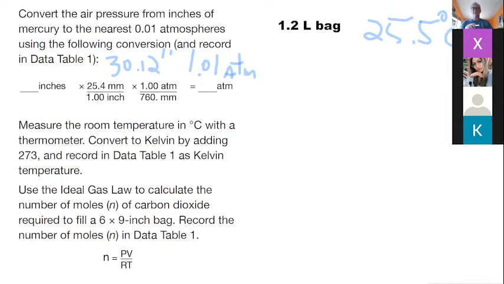So 25.5. What's the temperature going to be in Kelvin? Plus 273.15. Oh yeah, 0.15. So that would be 240. No.